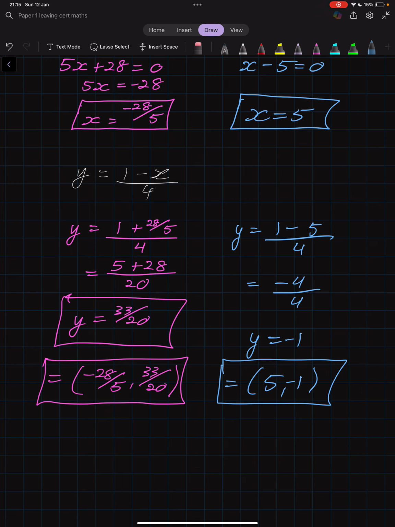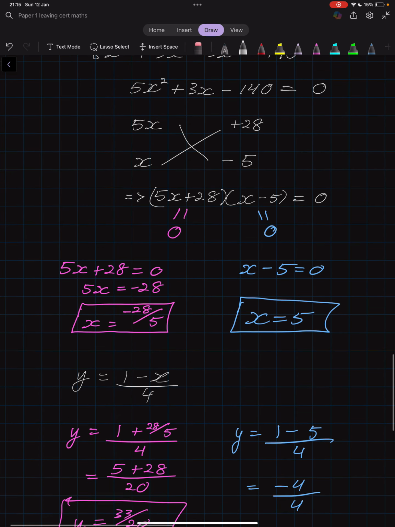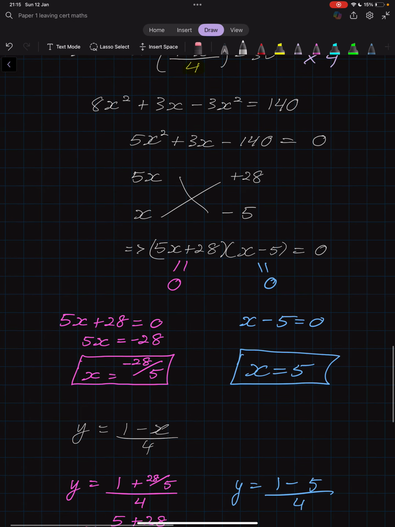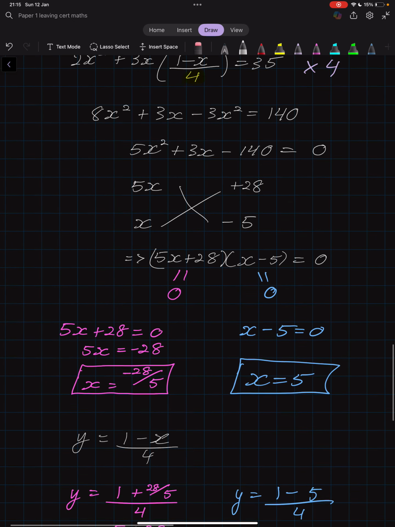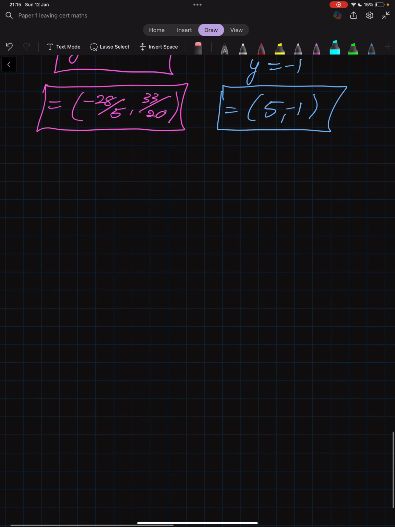So that is how you solve them. You always start off with the linear one. You solve for x or y, whichever one you prefer. Here I solved for y, and then you take that and plug it into your second equation. Then you get a quadratic and you solve it, and you plug it back into your linear expression, which is this one. Okay, so that's how you solve those ones.